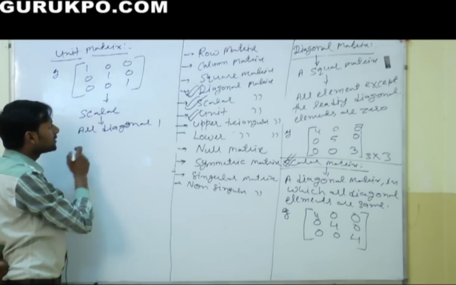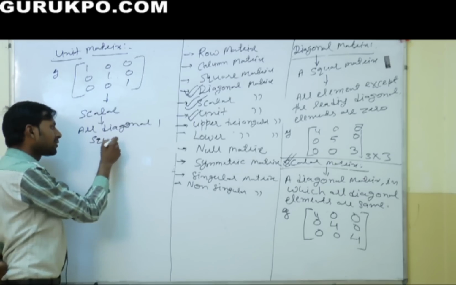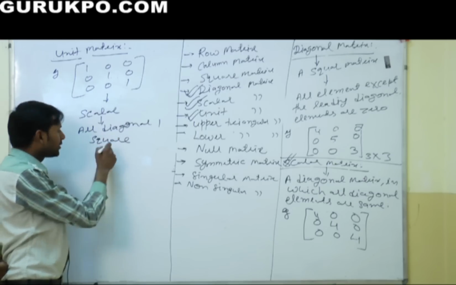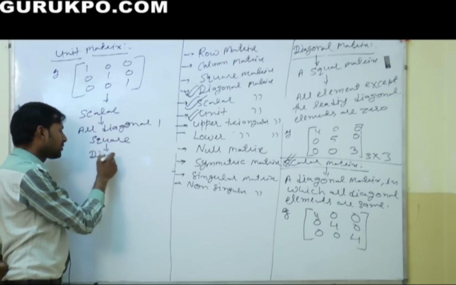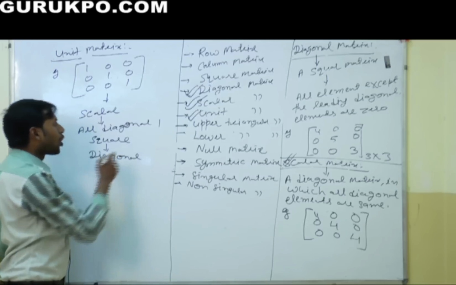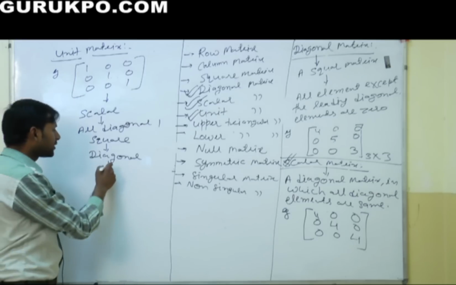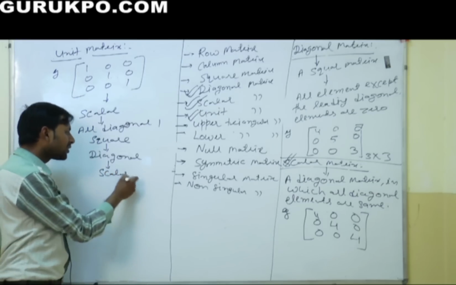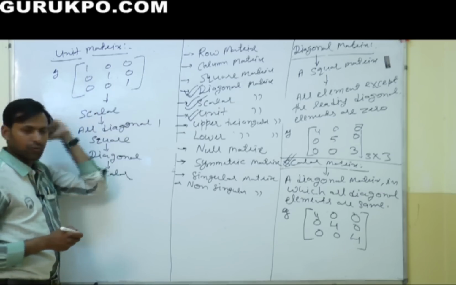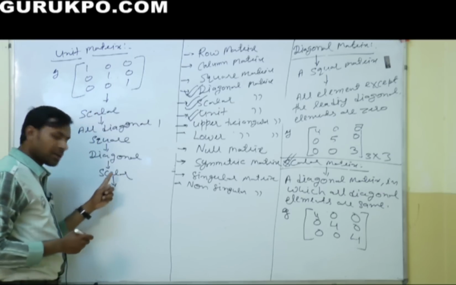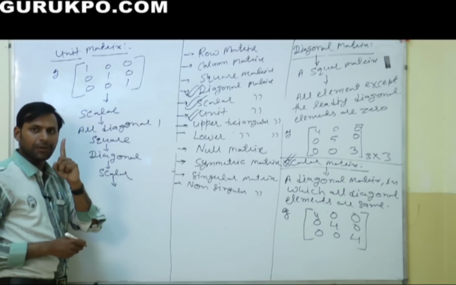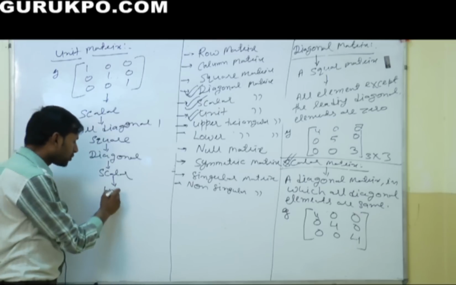We can redefine this: number 1, square; number 2, diagonal, which means all elements except the leading diagonal are 0. Third one is scalar, all diagonal elements are equal. And the fourth one is that the elements are equal and the element is only 1. So it is a unit matrix.